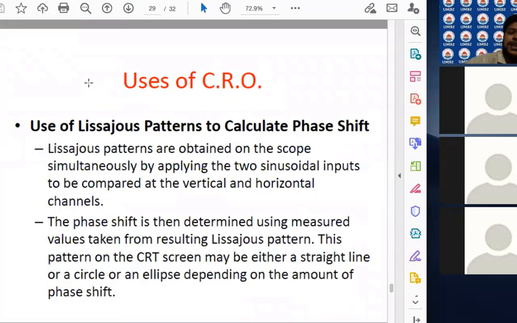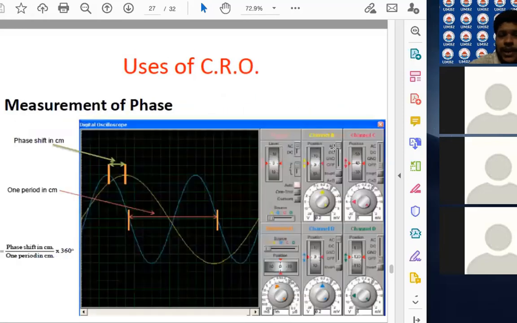So what is the use of Lissajous figure? We understand Lissajous figure and now we are trying to understand what is the use of Lissajous figure. The use of Lissajous patterns is to calculate phase shift. जैसे हम लोगों ने अभी एक बार देखा कि हम phase shift कैसे calculate करते हैं, पहले सीख रहे थे बिना Lissajous figure से. तो ये there was a formula.